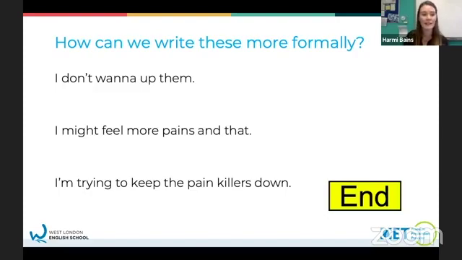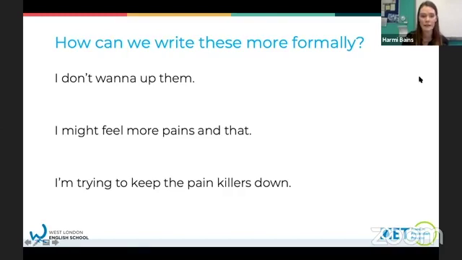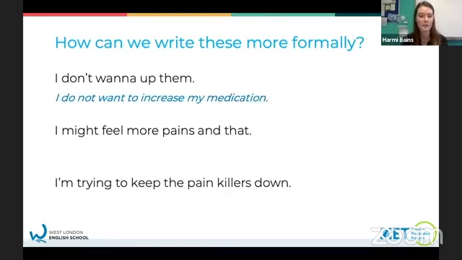So you said, I don't want to take more of them. This was my answer: I do not want to increase my medication. I mean, we could contract that easily: I don't want to increase my medication.